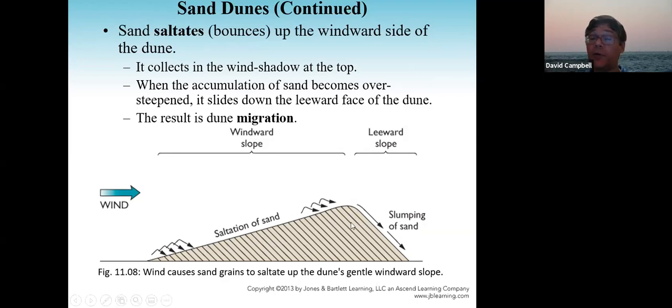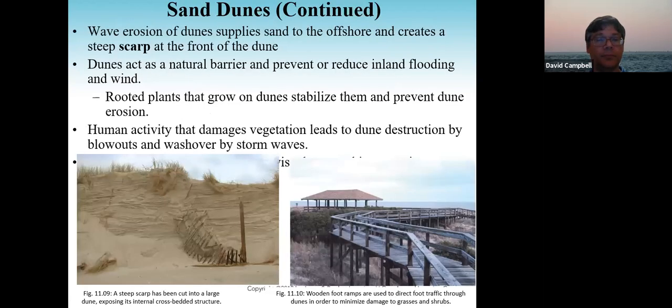And so over time, dunes tend to move around, especially if you don't have plants growing to hold them in place. If we have wave erosion, that will wash the sand away and cut off the front of the dune, making a steep scarp.